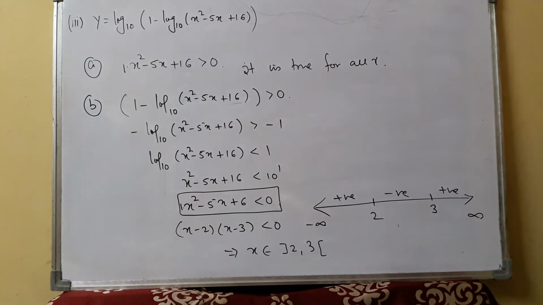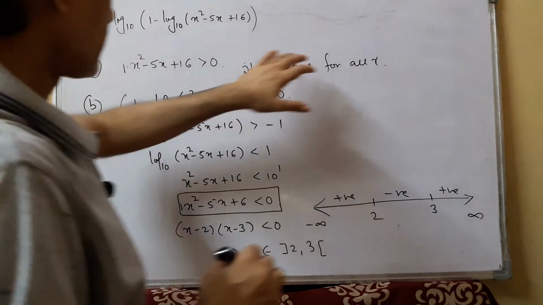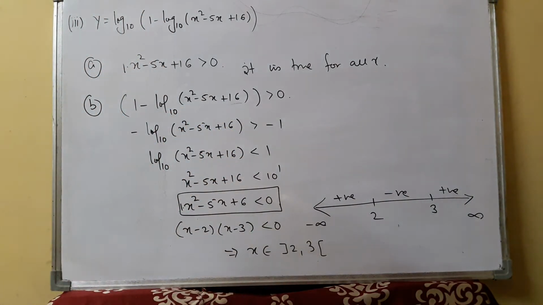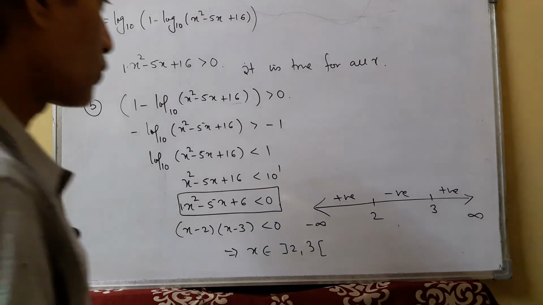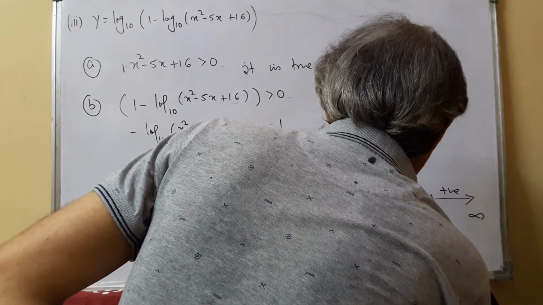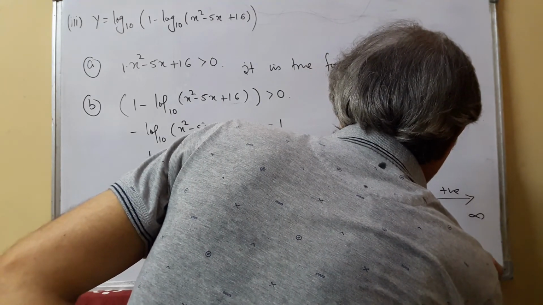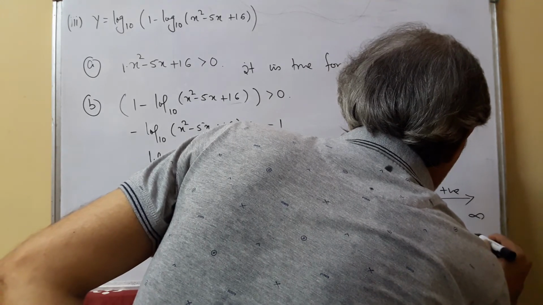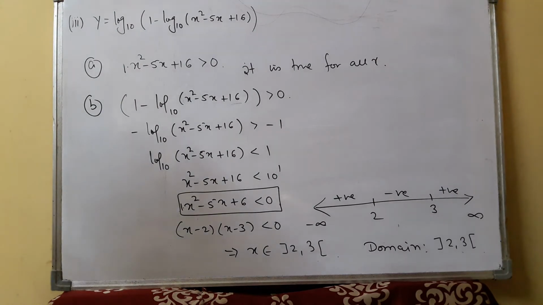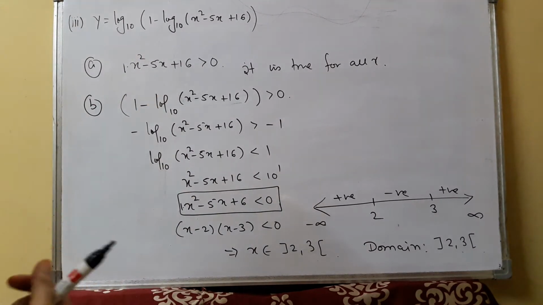So x belongs to the open interval 2, 3. So in the first case it is true for all x, but in this case we are getting x belongs to 2, 3. So our final answer will be, domain will be, which is the common part, the open interval 2, 3. Now I am going to do the next question. So note down.